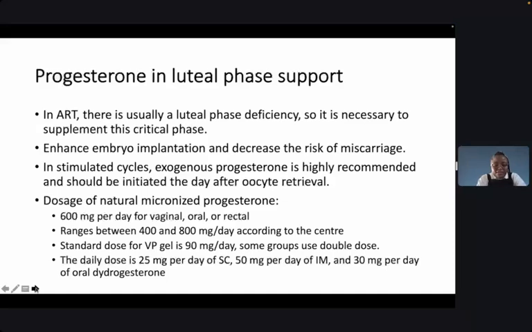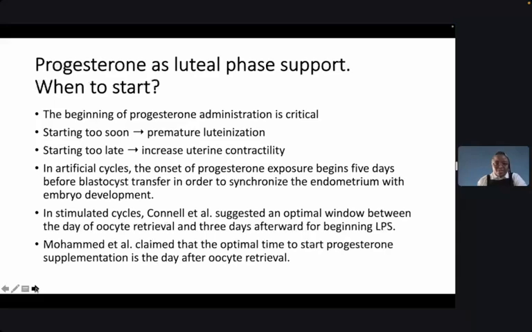If they are giving the gel, which is 8% Crinone, you can give that 90 milligrams per day. Some groups also go quite higher by doubling the dose. And then the other forms that you can give: if you're giving subcutaneous progesterone, the dose is 25, if it's IM, 50 milligrams per day, and for oral, it is 30 milligrams or Duphaston for this patient.